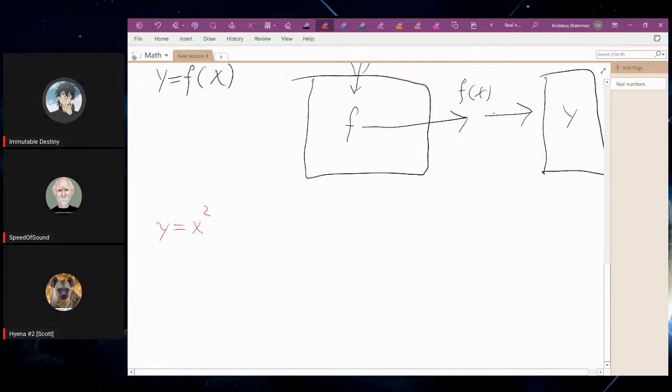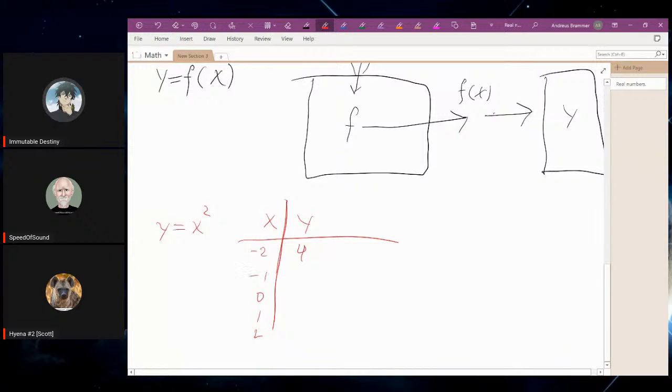Well, let's think about a few values for this function. Let's think about the various values of x and various values of y that are the result of feeding x into this function. So let's say we do -2, -1, 0, 1, 2. If I take a negative number and multiply it by itself, it's going to be positive. And -2 squared is -2 times -2, which would be positive 4.